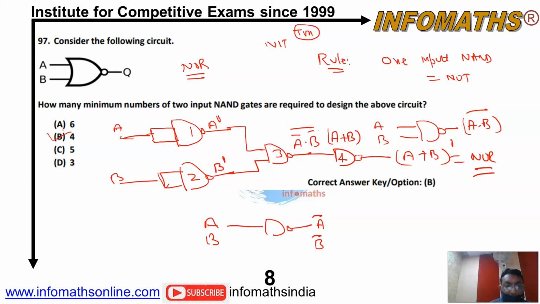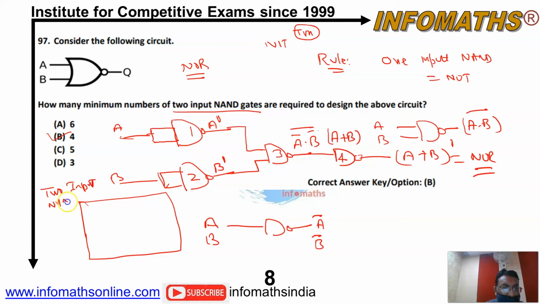Fine. This is the table. How many two-input NAND gates are required to construct a NOT gate?